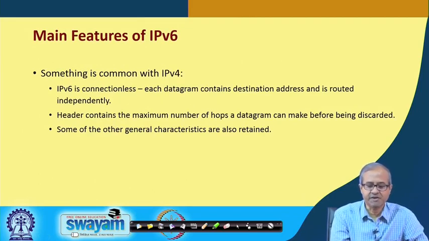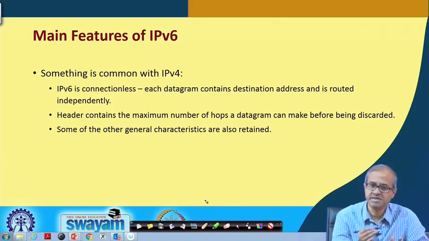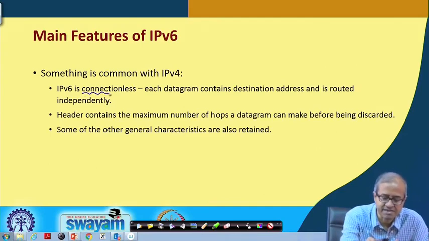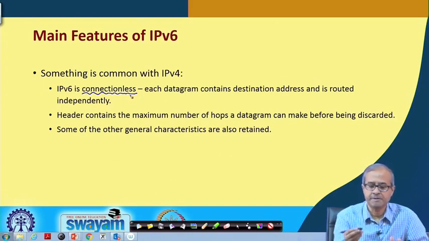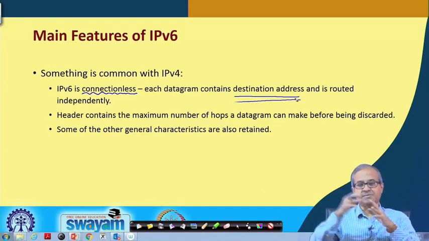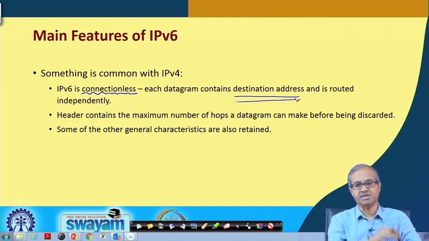So, main features of IPv6, few of the features are borrowed from IPv4, whatever was there, same thing is carried forward. First such thing is connectionless. IP version 4 was based on datagrams, IP version 6 is also based on datagrams, which is a connectionless protocol. So, each datagram is routed independently and each datagram will contain destination address, so that the intermediate routers can take proper and informed routing decisions.